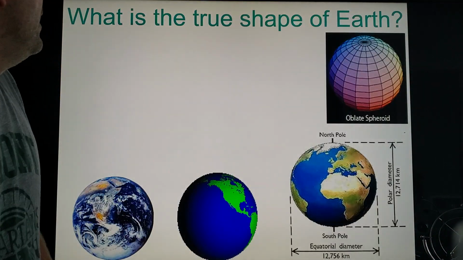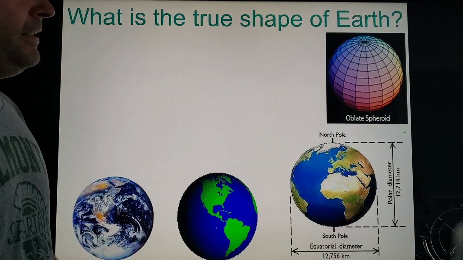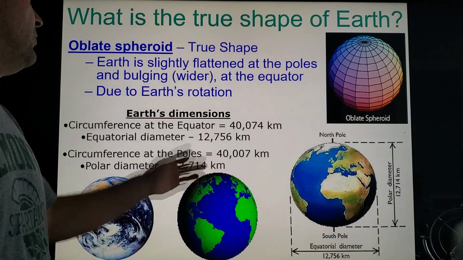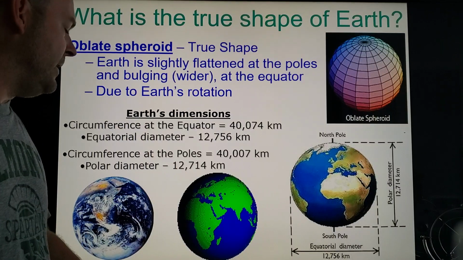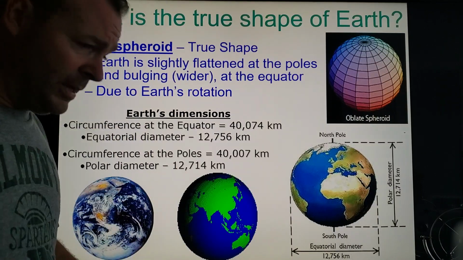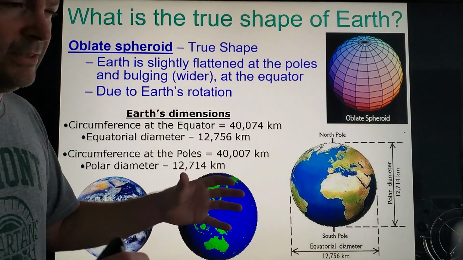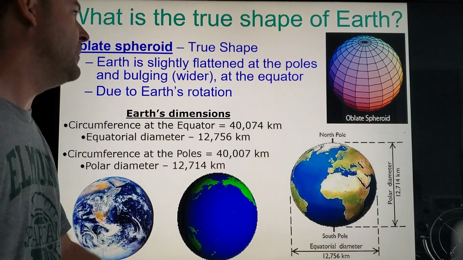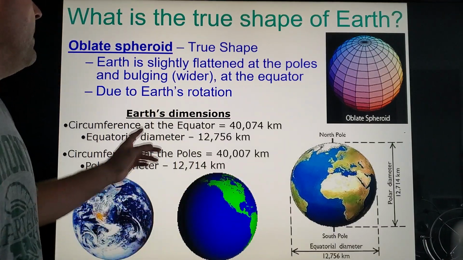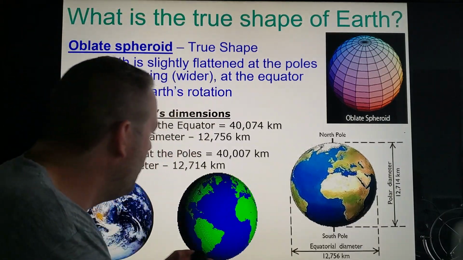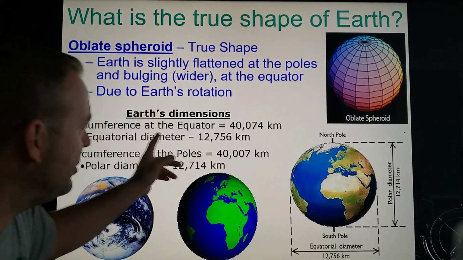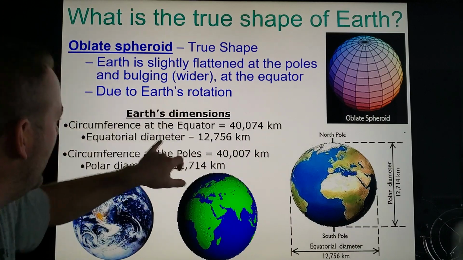Okay? The true shape of the Earth, at this point, they have a great name for it. It's called a slightly oblate spheroid. And slightly, because with the naked eye, you can't see that it's a little bulged. It looks perfect, but it is slightly oblate. It's slightly flattened at the poles and a little bit wider at the equator.